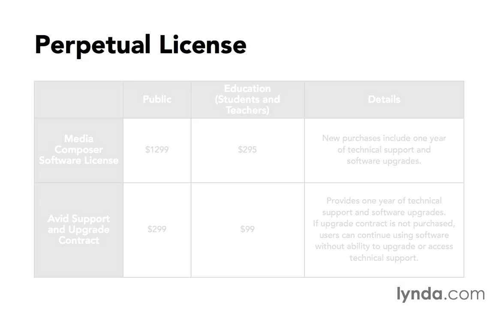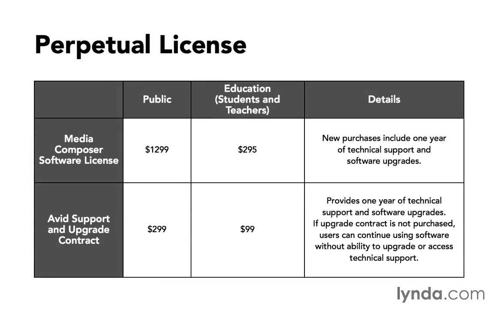As of this recording, here are the prices for a perpetual license. So as you can see, some pretty decent educational pricing here. And notice that the Avid support contract, which includes technical support and software upgrades, is a flat rate per year after the first year. So bottom line, you no longer pay to upgrade from version 8 to version 9 or version 10 anymore. You just purchase Avid support and it comes with technical support and software upgrades so that you can remain up to date on whatever version Avid is on. So again, if you don't buy that, then you'd stay on the current version in perpetuity.